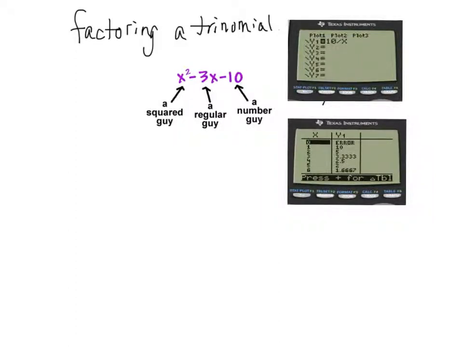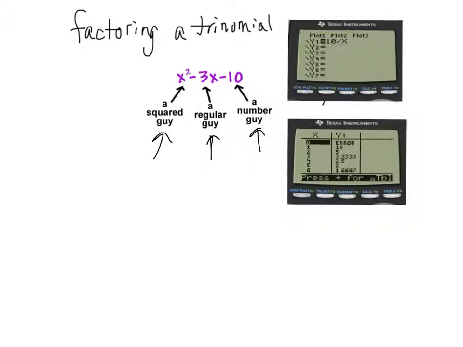Today we're working on factoring a trinomial. And when we say trinomial, tri meaning 3, you are going to have a term that's squared. You're going to have a term right there in the middle, we call it a regular term. And then we're going to have some number term.